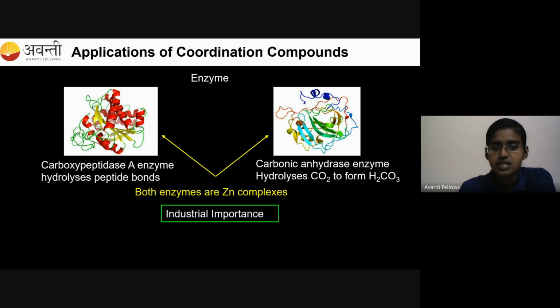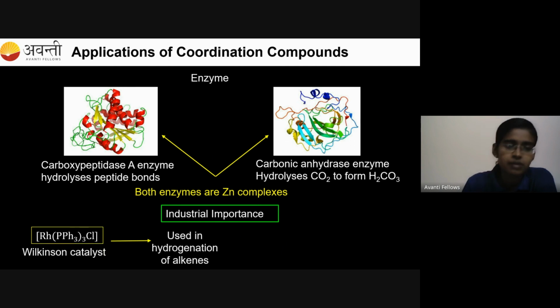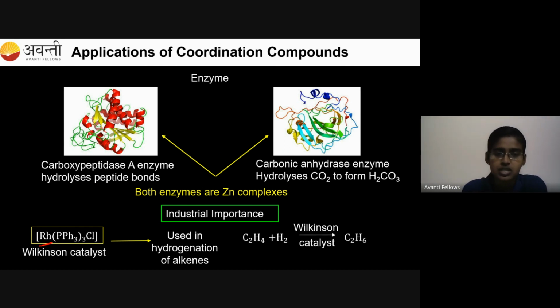And in industry, it also has some industrial importance. Like the Wilkinson catalyst, a rhodium-containing complex with triphenylphosphine and chloro ligands, is a coordination complex called the Wilkinson catalyst. We use this catalyst in organic chemistry for the hydrogenation of alkenes. What is hydrogenation of alkenes? Addition of hydrogen to the double bond. So this is your ethene, CH2=CH2, and we break the double bond and add hydrogen, so C2H6 is formed. Here the Wilkinson catalyst is used as a catalyst. Got it?